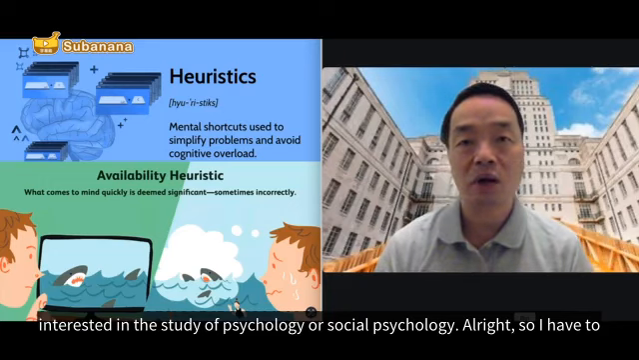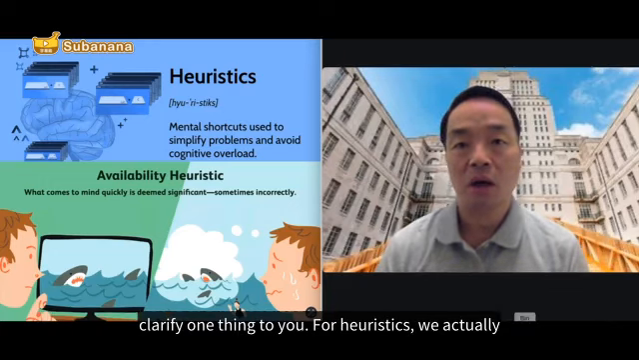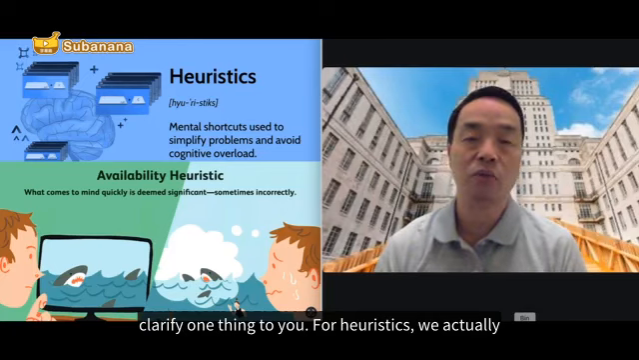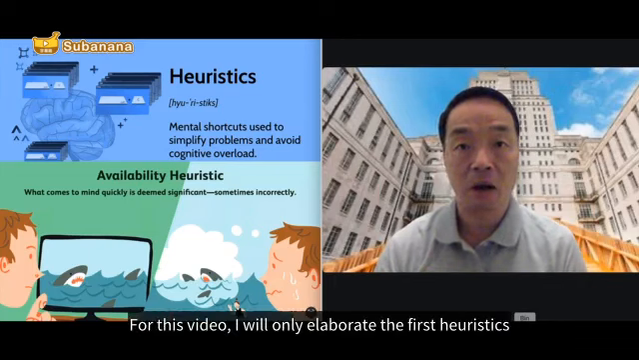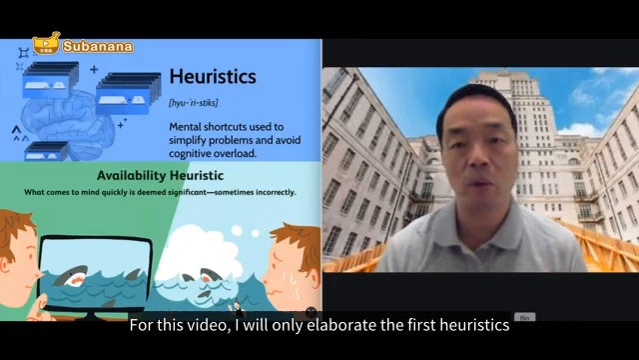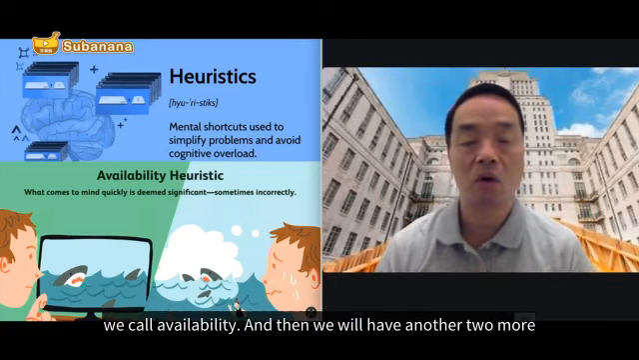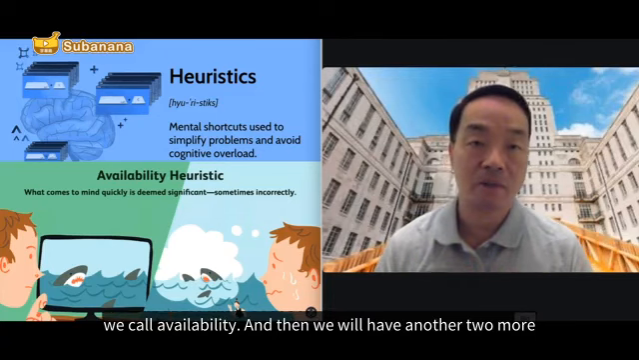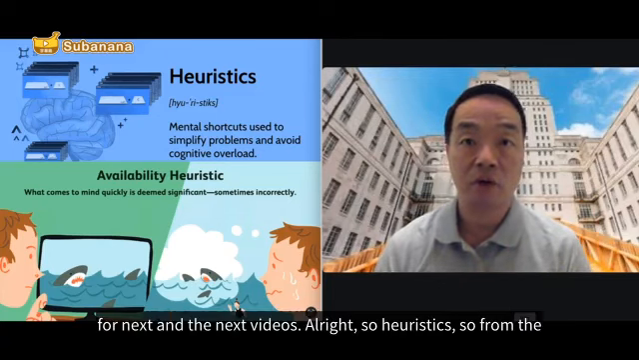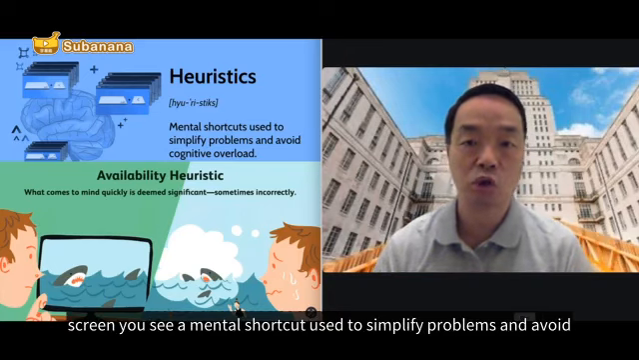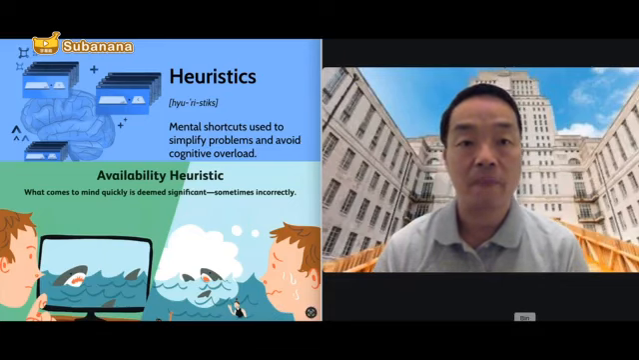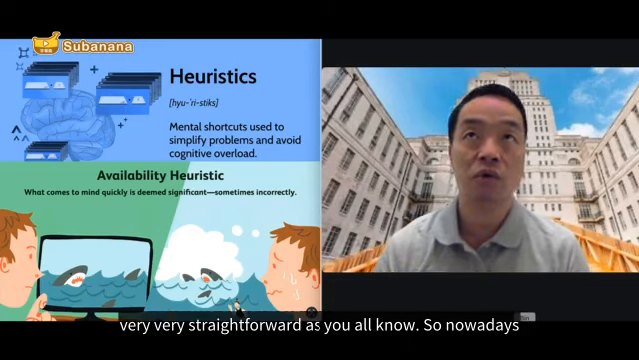Alright, so I have to clarify one thing to you. For heuristics, we actually have 3 specific forms of heuristics. For this video, I will only elaborate the first heuristic, which we call availability. And then we will have another 2 more for next videos. So heuristics: from the screen you see, mental shortcuts used to simplify problems and avoid cognitive overload. This is very straightforward, as you all know.